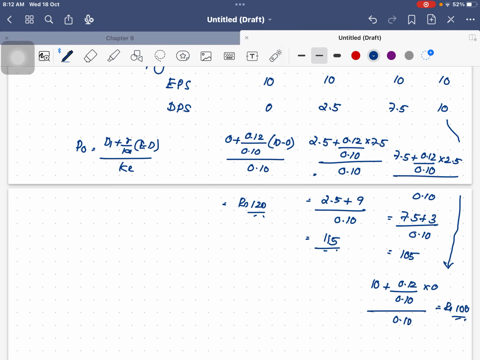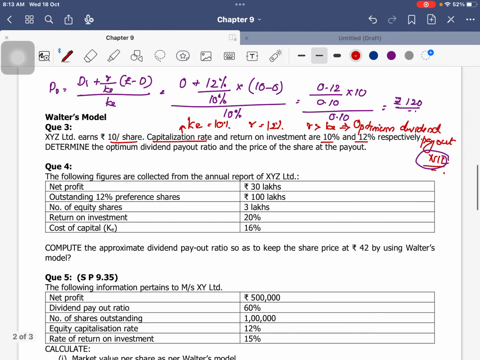If you see, the value of the company is highest when the dividend payout ratio is 0, at 120. That is what this formula says. If R is greater than KE, the optimum dividend payout ratio will be 0, or the value of your firm will be maximum when D is equal to 0. So that is this particular problem. Now let's move to the next problem.